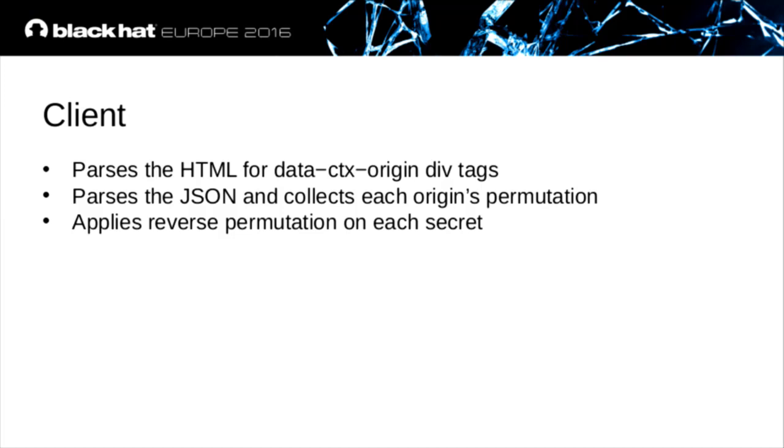So it looks for these specially crafted div tags, and then it goes through your DOM once the page is loaded, and also parses the JSON to find out what permutations the server has used, and then it applies the permutations in reverse on each secret so that the original data can be recovered.